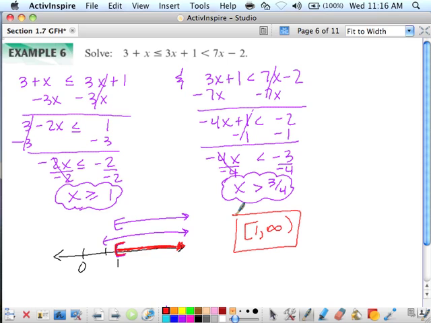So it turned out that one of these pieces we didn't even need. The x greater than 3/4 didn't even play a part in the final answer. We still had to check it to make sure.